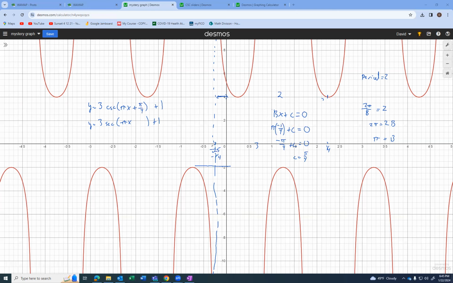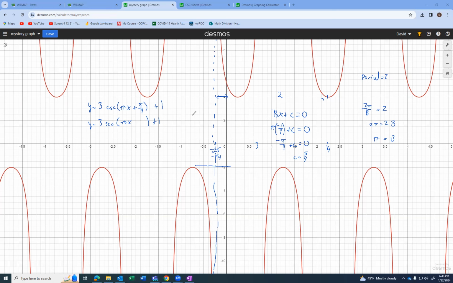So I'm not putting in the -1/4. I actually have to do a little bit of calculation over here on the side to figure out what I want to put in for the cosecant. So it's 3 cosecant of pi x plus pi/4, and then +1 to shift everything up 1. So the vertical stuff is pretty nice. The shift and the stretch, the amplitude and the +1, those go in just exactly like you'd expect them to.